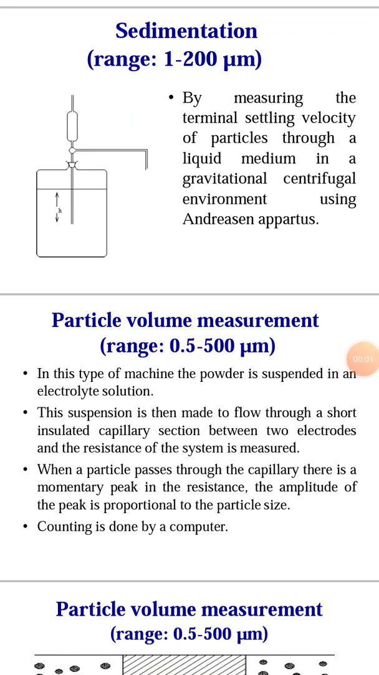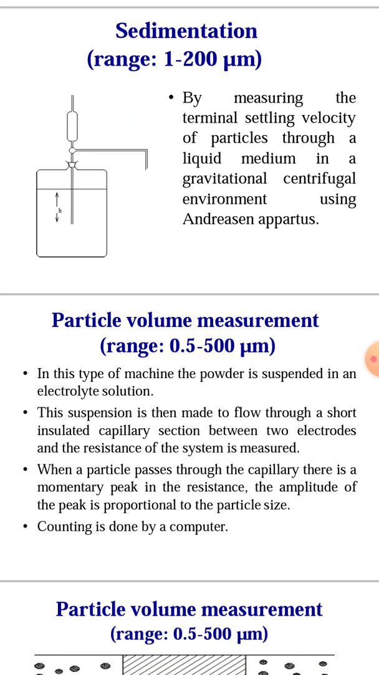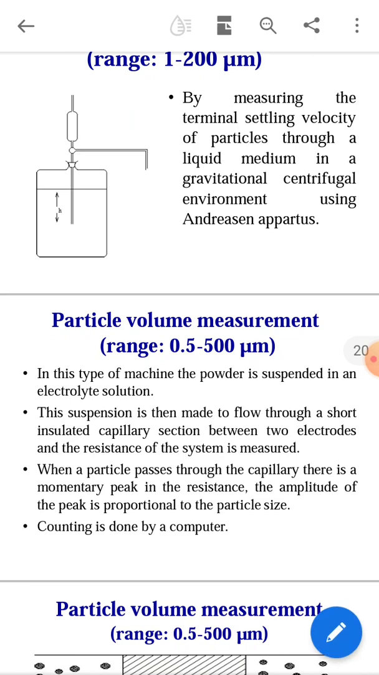Good morning, students. In the previous class, I discussed sieving methods for particle size determination. Today, I will discuss the sedimentation methods for particle size determination. In these methods, we determine the particle size of a suspension, or of a solid made into a suspension, for particle sizes of 1 to 200 micrometers. In this method, we use the Andreasen pipette apparatus for determination of particle size.